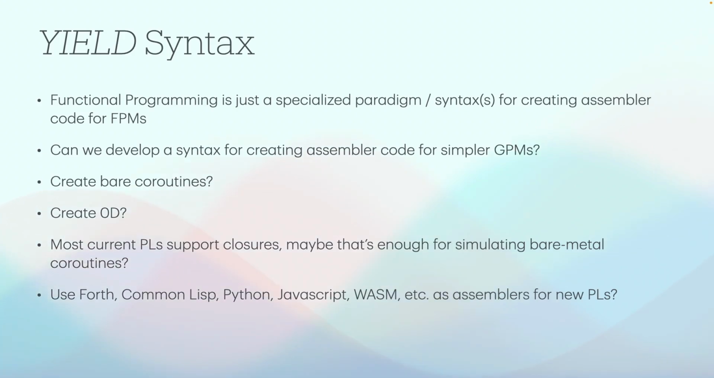Most current programming languages support closures. Maybe that's enough for simulating bare metal coroutines. Maybe we can use Forth, Common Lisp, Python, JavaScript, WASM, Rust, whatever, as assemblers for new programming languages.